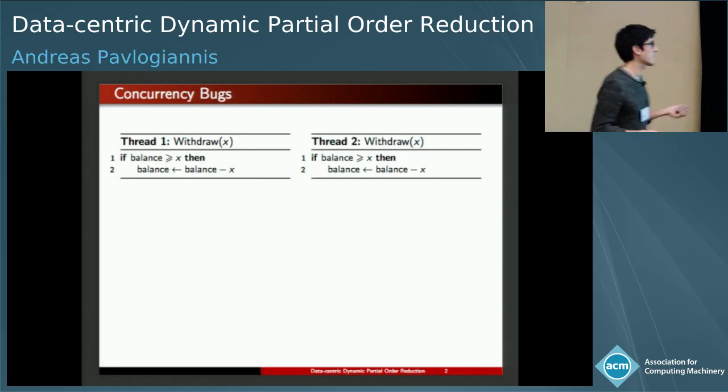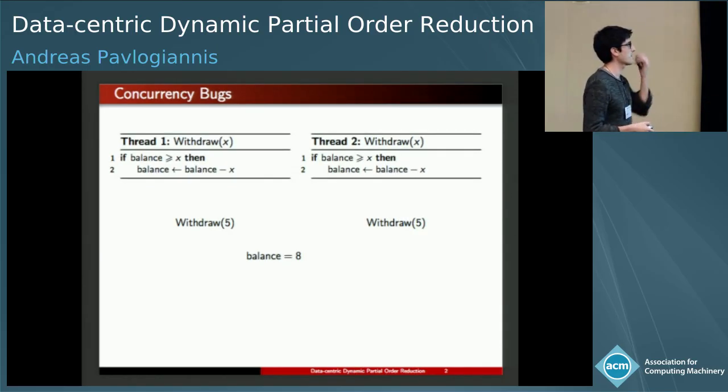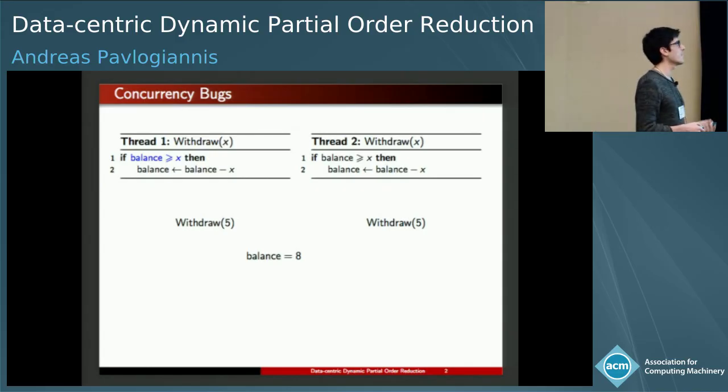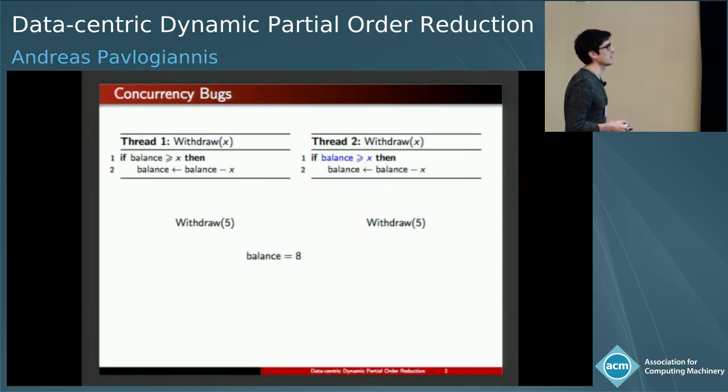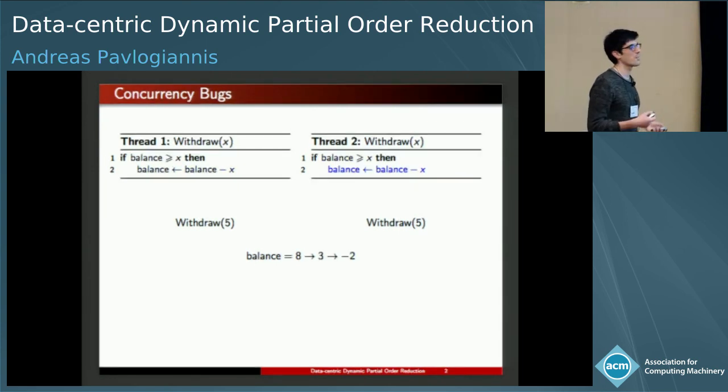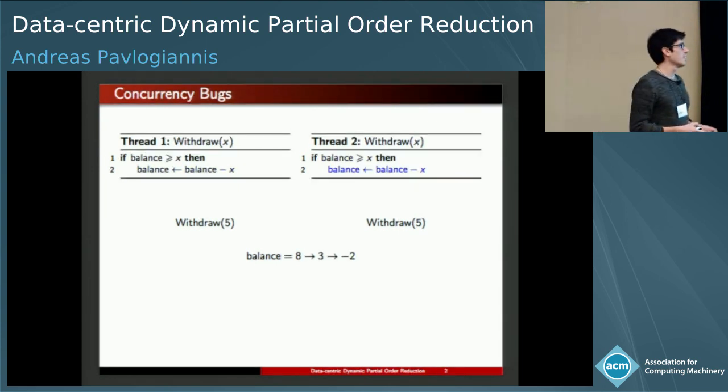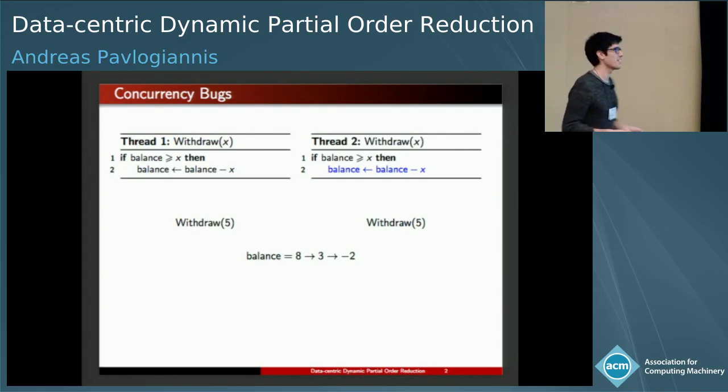To see this, you can think of a very simple execution. Here, you start with a balance of 8. First, you go on the left, you test whether the balance suffices. It does. 8 is larger than 5. You perform the same test on the right. It goes through, and then you proceed with withdrawing 5 on each side. And now you have a negative balance, and this should never happen.